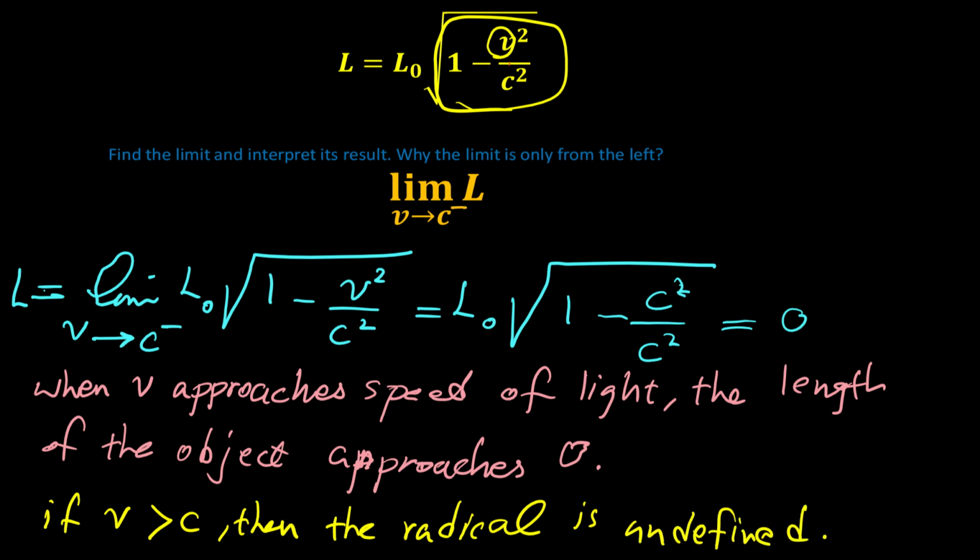So this means that v, the velocity of the object, cannot approach the speed of light from the right side, because then the expression inside the radical would be negative, and because it's negative, the radical is undefined. So this is from the mathematics perspective. If v is greater than the speed of light, then the radical is undefined. For this reason, we have to find the limit only from the left. There is a minus here, attention.